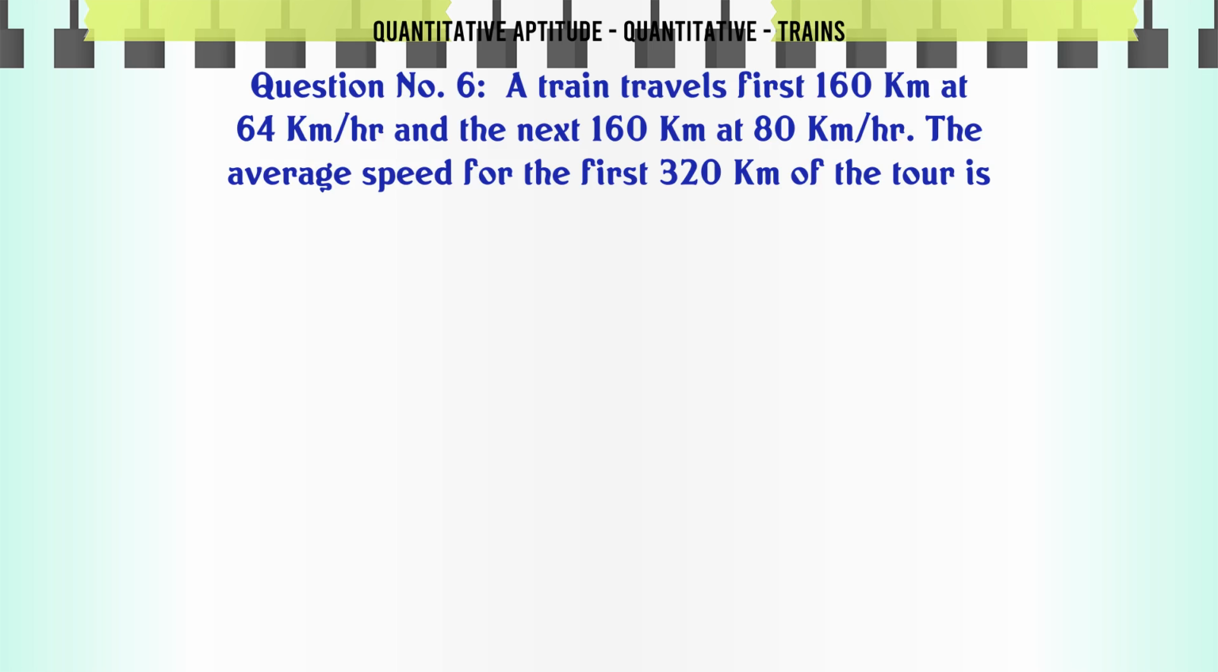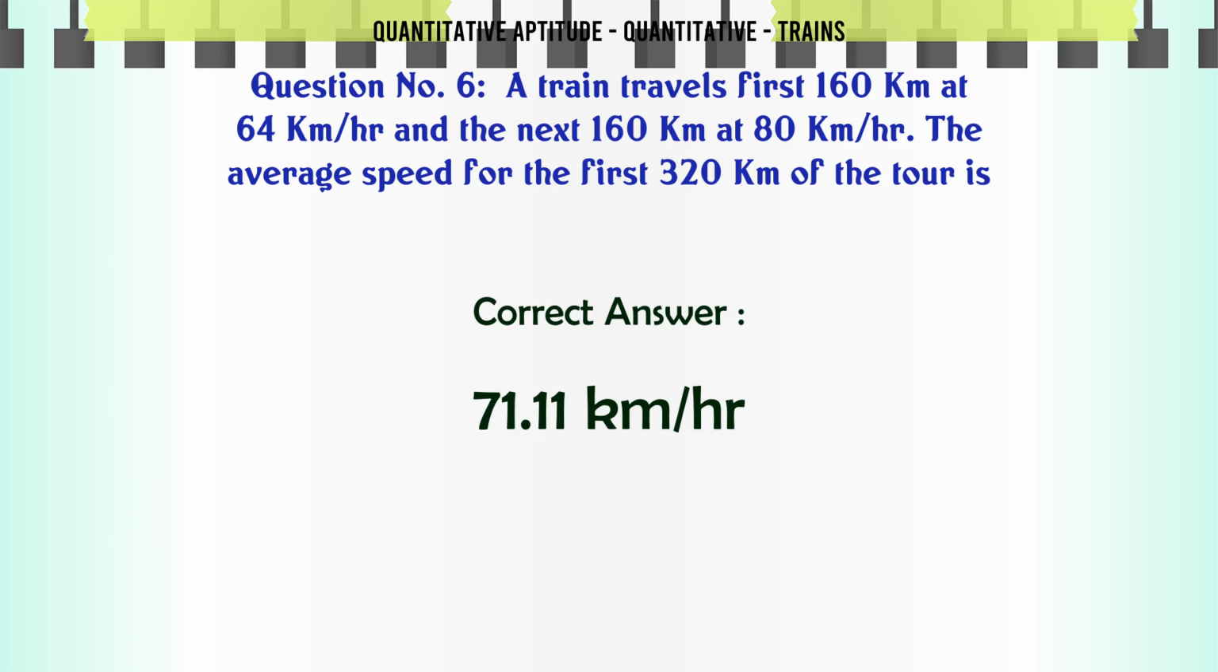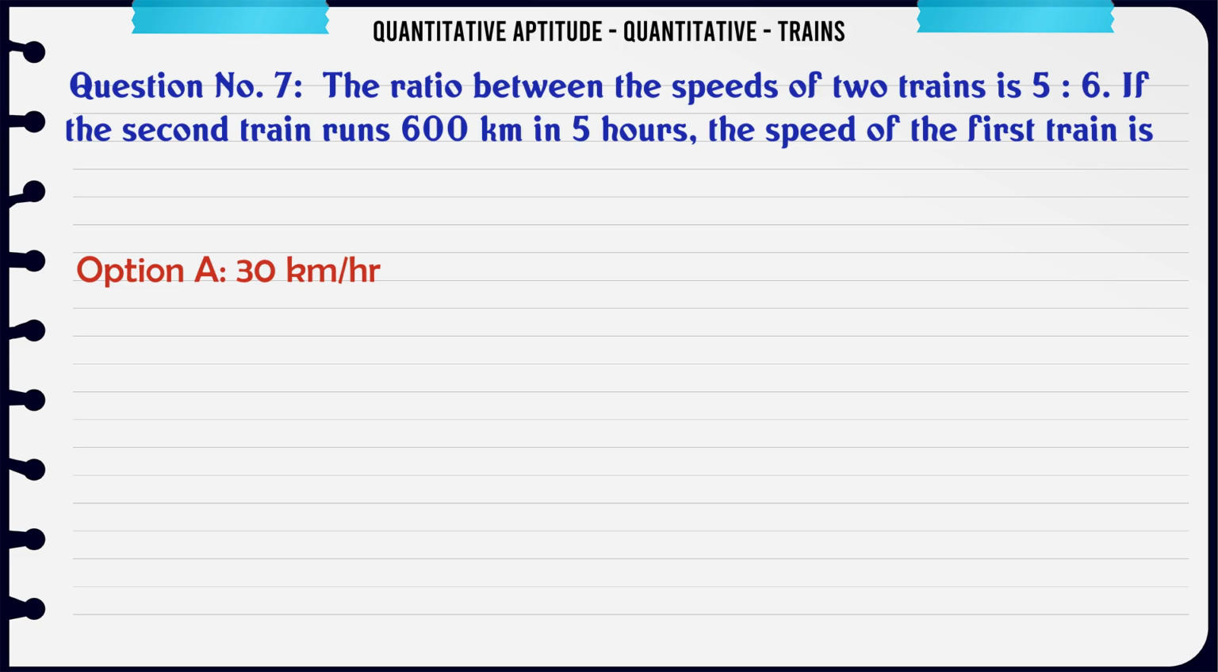A train travels the first 160 km at 64 km/h and the next 160 km at 80 km/h. The average speed for the first 320 km of the tour is A 57.24 km/h. B 71.11 km/h. C 78.32 km/h. D 91 km/h. The correct answer is 71.11 km/h.